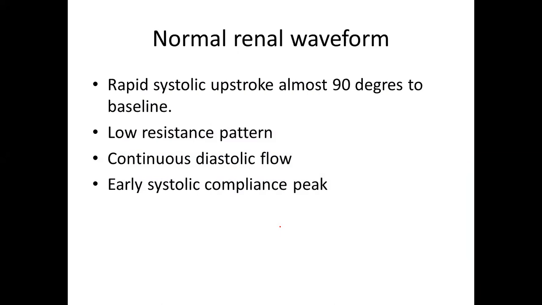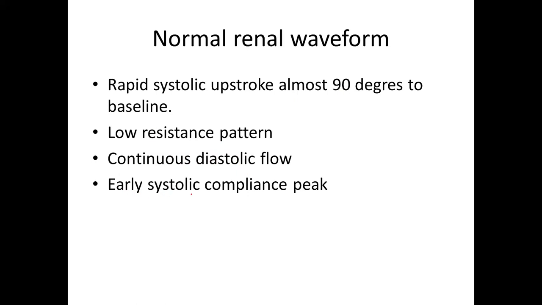Right, we are now looking at the characteristics of a normal renal waveform. It has a rapid systolic upstroke, which is almost 90 degrees to the baseline, right? It also has a low resistance pattern. It has continuous diastolic flow. In cases where there is increased resistance, we may fail to see the diastolic flow in the waveform. We may have end-diastolic flow. That is an indicator that there's too much resistance within the renal arteries.